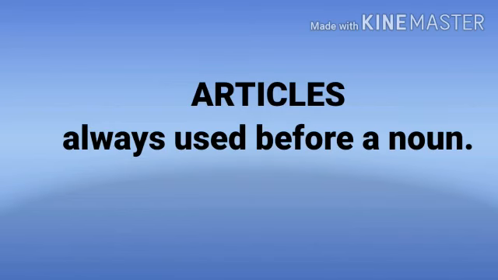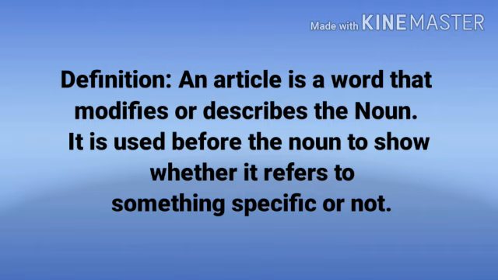Articles are a kind of determiner which is always used before a noun. Articles can be defined as words that modify or describe the noun. It is used before the noun to show whether it refers to something specific or not.